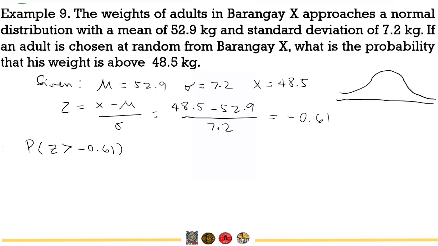We can illustrate the standard normal curve. So where is negative 0.61? It's between negative 1 and 0. It tells us it is above, so we will shade to the right. We will shade the right side of negative 0.61. So based on our illustration, it is greater than 0.5.